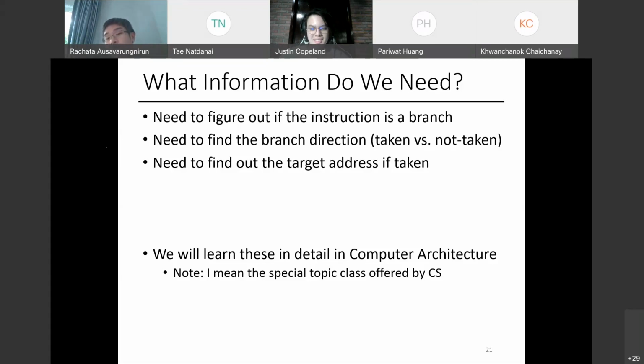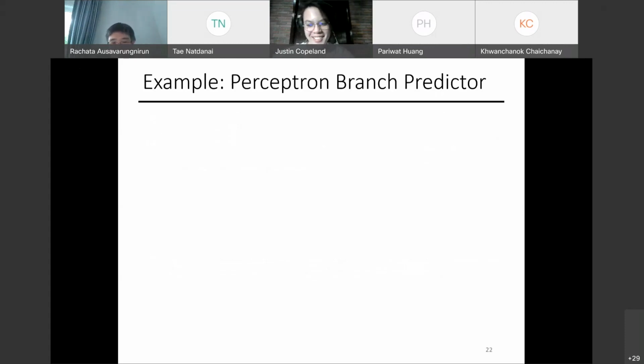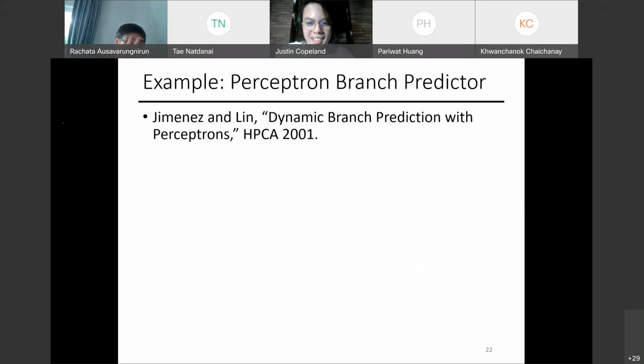So if you are curious about the actual techniques, I'll give you one example that is being used, at least according to the first author. These days, Samsung, anyone here use a Samsung mobile phone? They use this technique called the Perceptron branch predictor. This is a paper back in 2001. It's called Dynamic Branch Prediction with Perceptron.